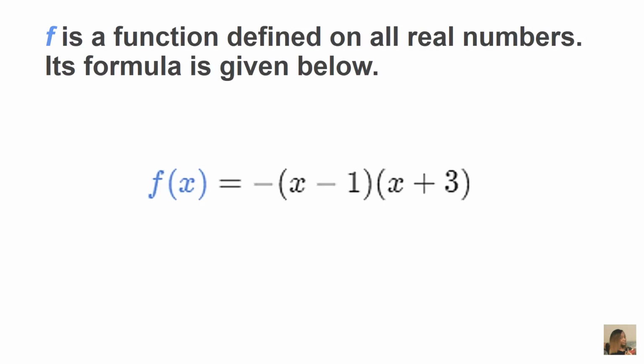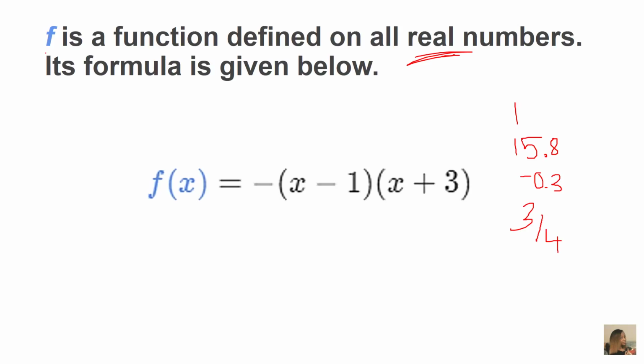F is a function defined on all real numbers, okay? And for those of you who want a concrete definition of real numbers, as well as some examples, real numbers are the type of numbers we normally use, such as 1, 15.8, negative 0.3, three-fourths, etc. Real numbers can be positive or negative, large or small, whole numbers, or even decimal numbers. These are all categories of real numbers.